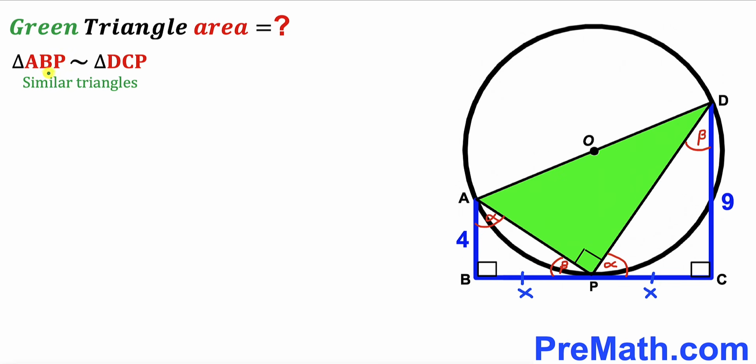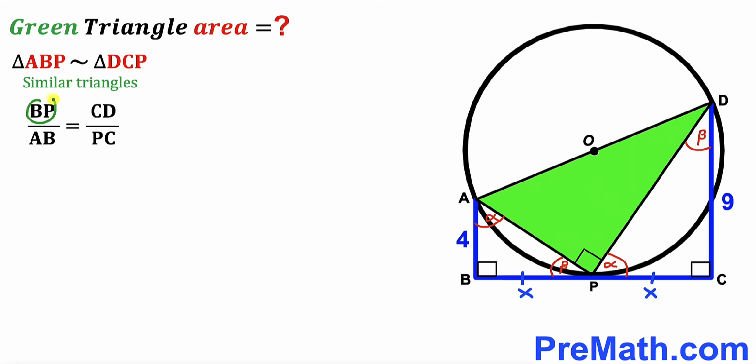So thus we conclude that these two right triangles, the right triangle ABP and the other right triangle DCP, are similar triangles according to the angle-angle similarity theorem. In other words, this triangle is similar to this triangle. And since these two triangles are similar, we are going to have a proportion. In other words, the ratio of the segments BP and AB must be equal to the ratio of CD and PC. And now let's make an observation.